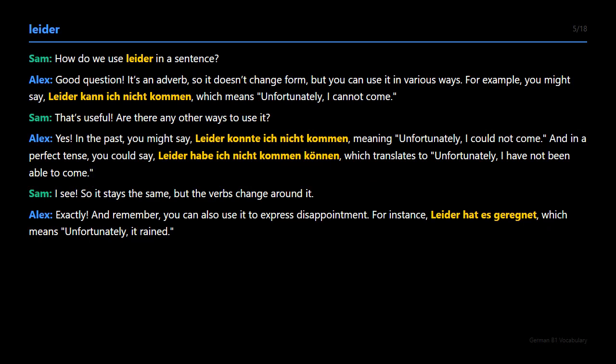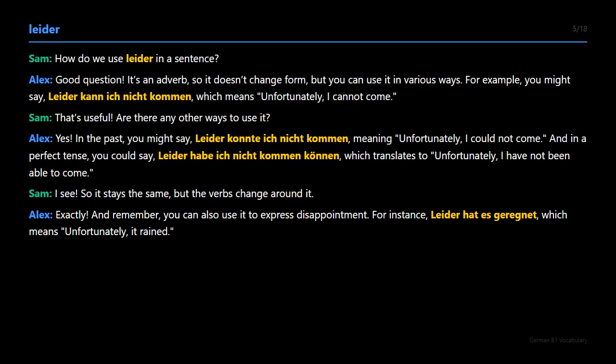That's useful. Are there any other ways to use it? Yes. In the past, you might say, "Leider konnte ich nicht kommen," meaning "unfortunately, I could not come." And in a perfect tense, you could say, "Leider habe ich nicht kommen können," which translates to "unfortunately, I have not been able to come." I see. So it stays the same, but the verbs change around it.